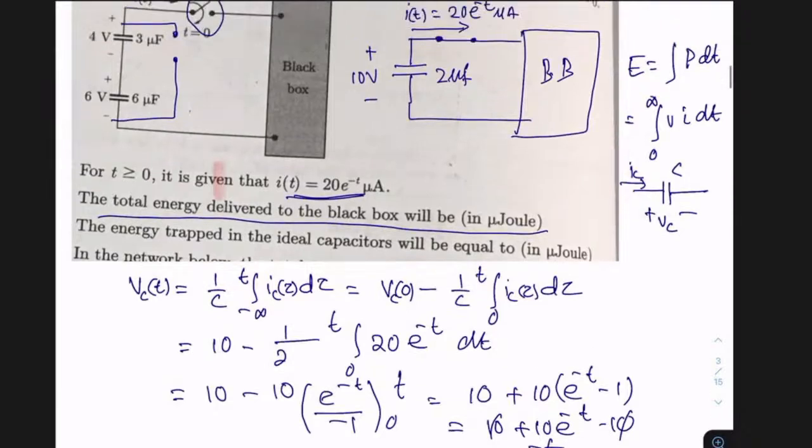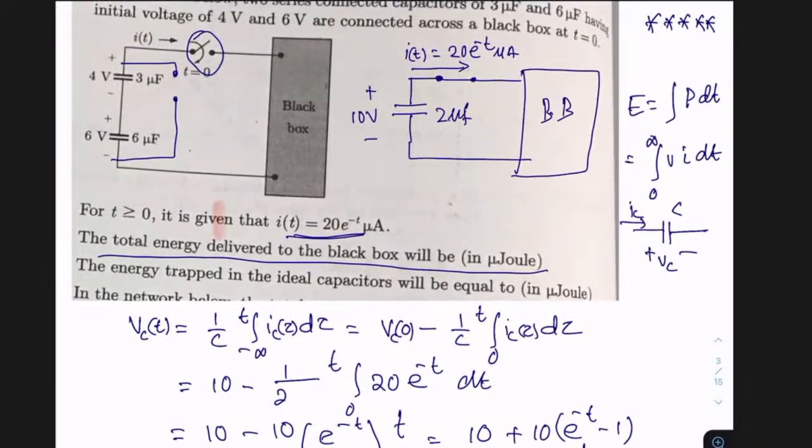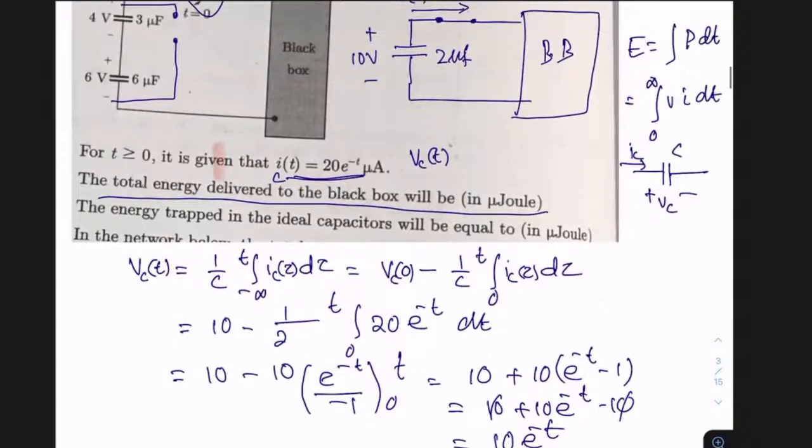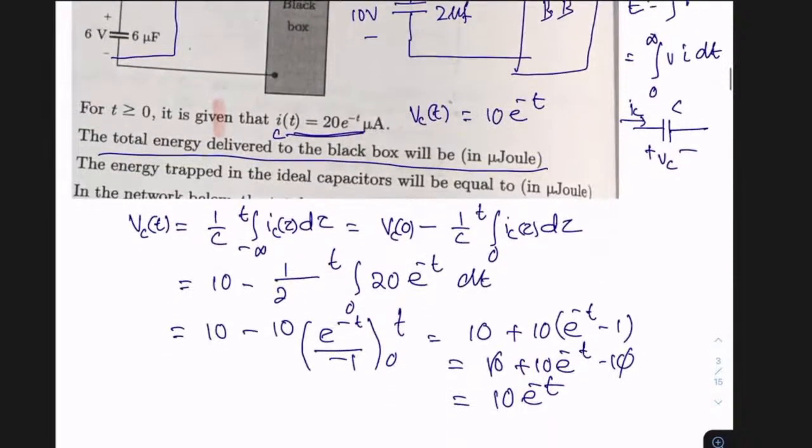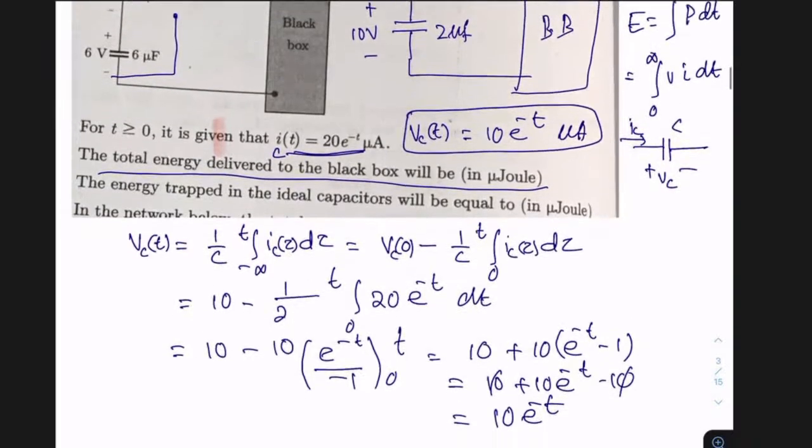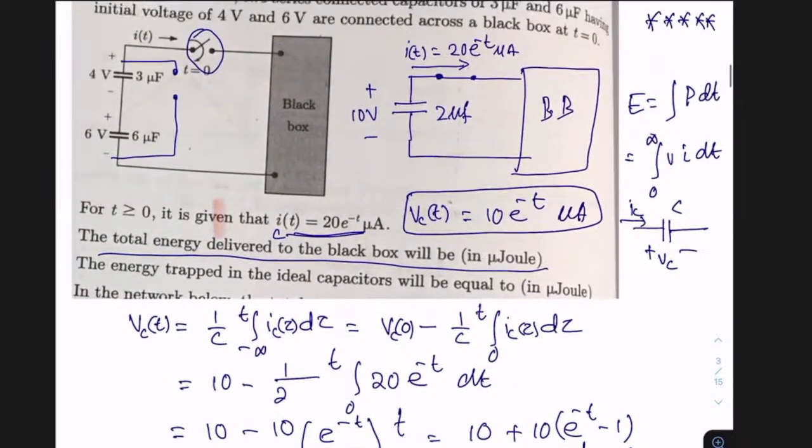From the given data, IC(t) was given, and now we are able to get VC(t). The value of VC(t) is 10 into e raised to power minus t. Again, it is in micro only because all the data is micro, so this will also be in micro. But what is my requirement? My requirement is to get the energy.